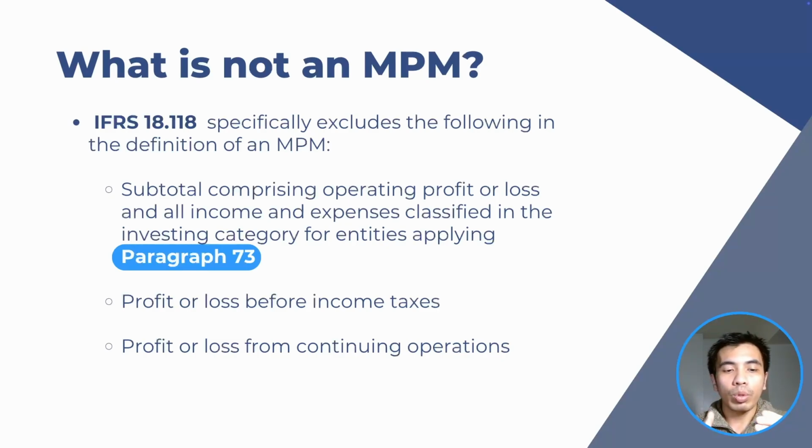However, you have to know that even though you are not allowed to use that specific subtotal, profit before financing and income taxes, IFRS 18 allows entities to use a differently named subtotal. This differently named subtotal should not in any way be similar to the term profit before financing and income taxes. They can name it however they want. But the standard is saying that if they use this option of still putting a subtotal, that is not an MPM. I hope that's clear. And then the last two are just normal subtotals required by IFRS. So we have profit or loss before income taxes and profit or loss from continuing operations.